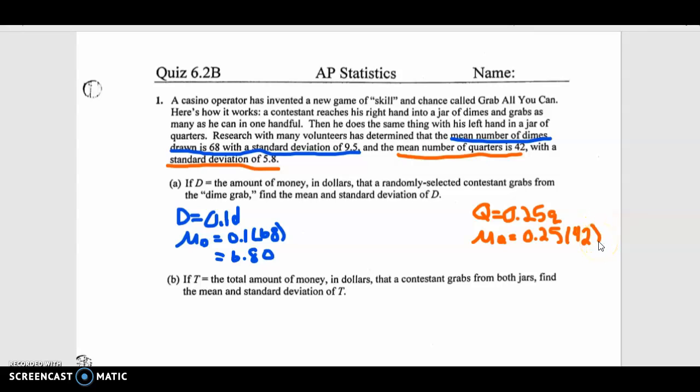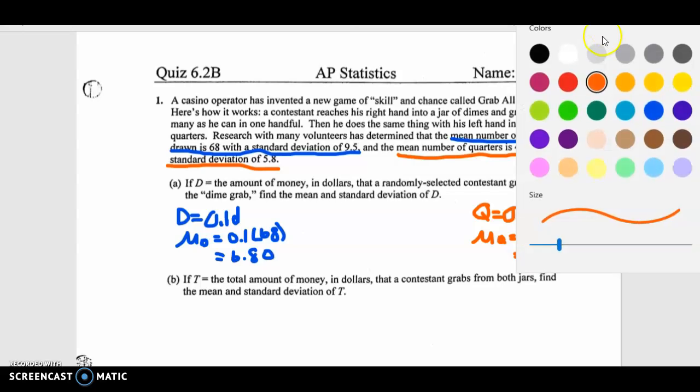And I think that was 17. No, let me see. That amount was $10.50. And I'm a little ahead of myself.